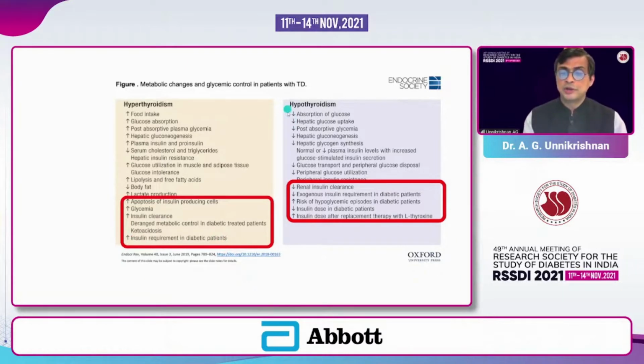If you look at hypothyroidism, there is a reduced insulin clearance, which means insulin levels go up, which means exogenous insulin requirement can go down in diabetes patients. And there is a risk of hypoglycemia in diabetes people who have hypothyroidism. So you need to decrease the insulin dose in diabetes people when you have hypothyroidism. But once you replace with thyroxine, you will have to increase the insulin dose. So just to summarize, hyperthyroidism has a tendency to hyperglycemia and hypothyroidism has a tendency to hypoglycemia.